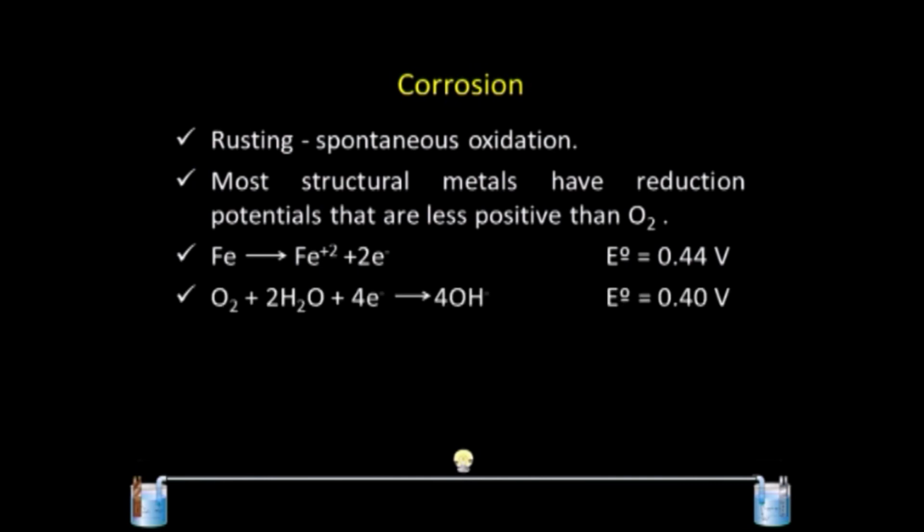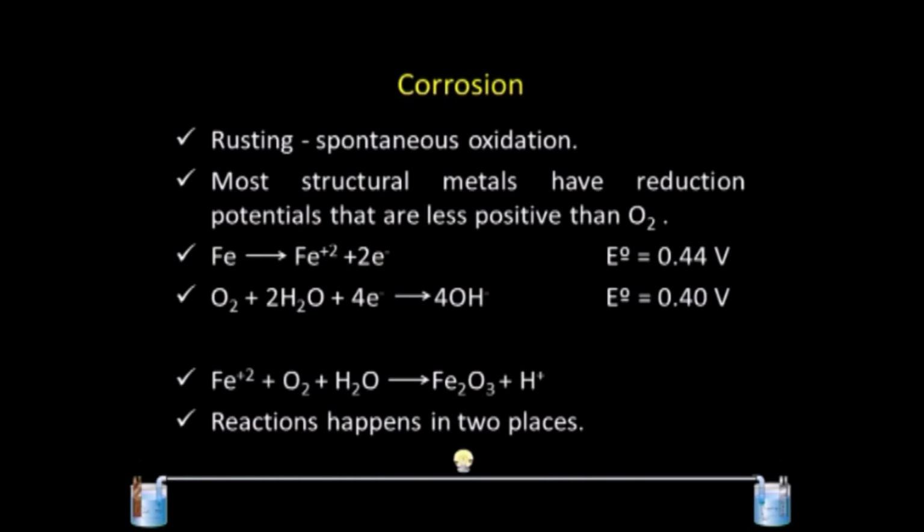Now, oxygen reacts with water in presence of 4 electrons to give 4 hydroxide ions, and the standard electrode potential for this reaction is 0.40 volt. Now, the Fe2+ reacts with oxygen in presence of water to give Fe2O3 and H+, and this reaction is the main reaction which is responsible for corrosion. Reaction happens in two places.